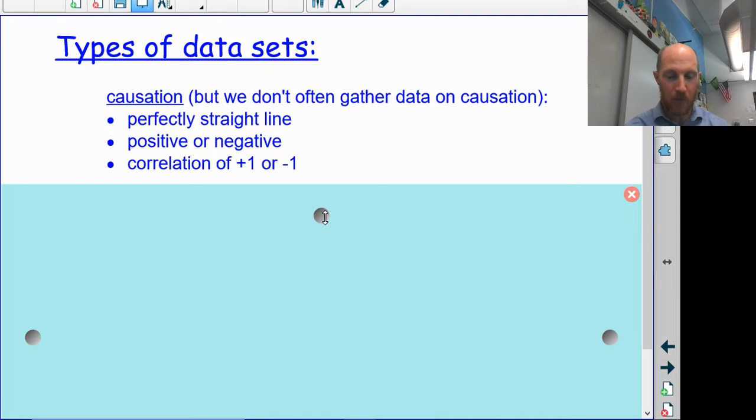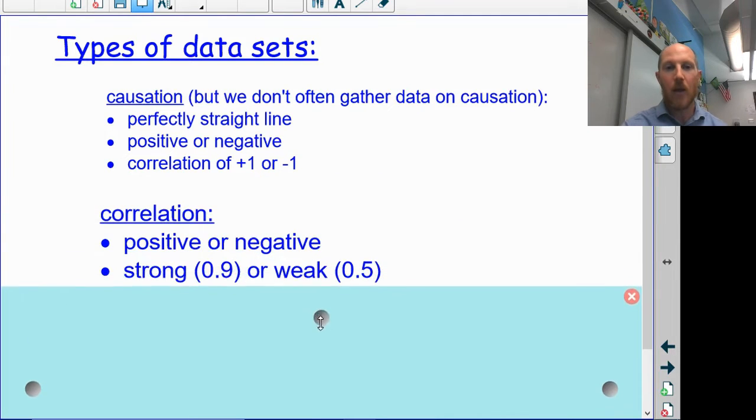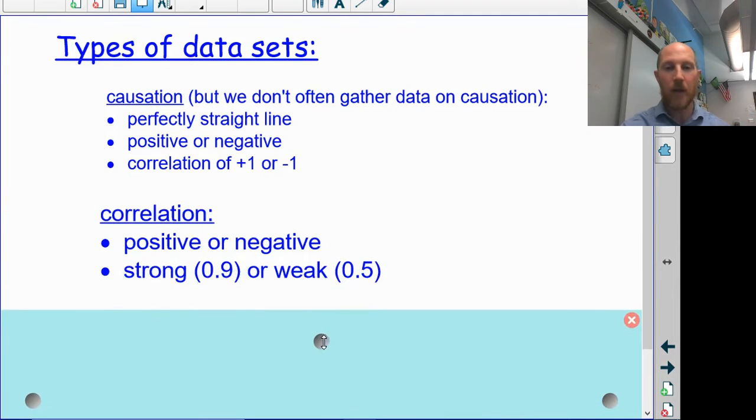Right? So positive and negative just tell you the slope, and it's not an actual measurement of slope because we're not counting the rise and the run. We're just saying, look, if it's a perfectly straight line going up, that's called the correlation of +1. If it's a perfectly straight line going down, it's a correlation of -1. Okay, so that's causation.